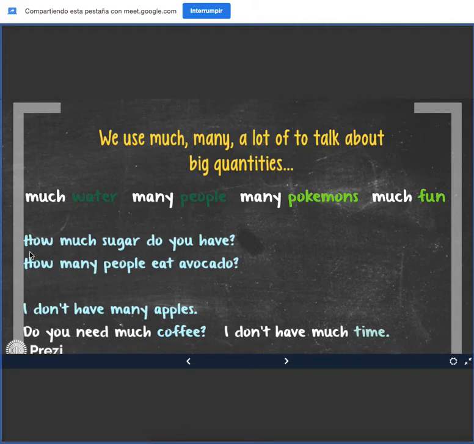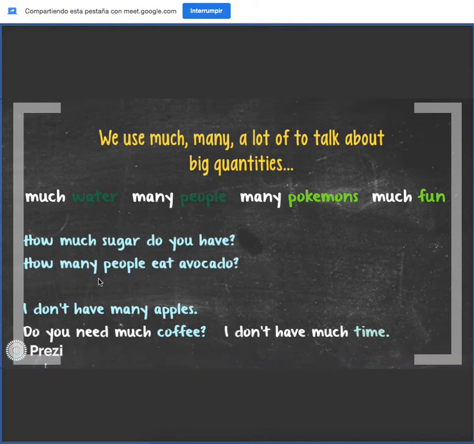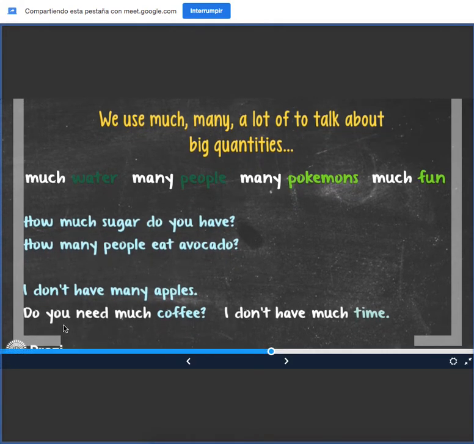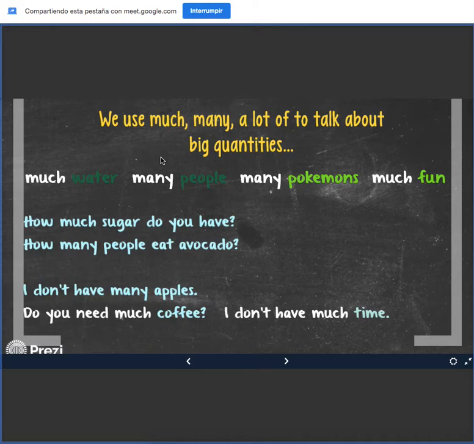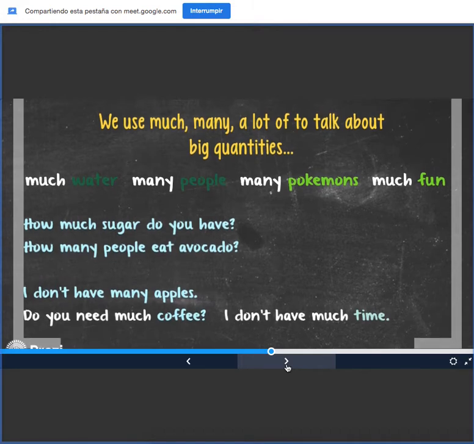Let's check some examples. How much sugar do you have? How many people eat avocado? Questions. Usually, this is used for questions, but not all the time. Look at this. I don't have many apples. No tengo muchas manzanas. But many because apples is countable. Or you can say, do you need much coffee? I don't have much time. Can you see, guys? Much, uncountable, many, countable. But then what happened with a lot of?